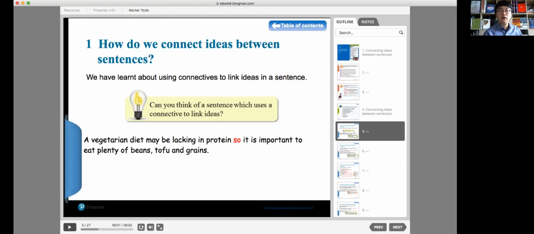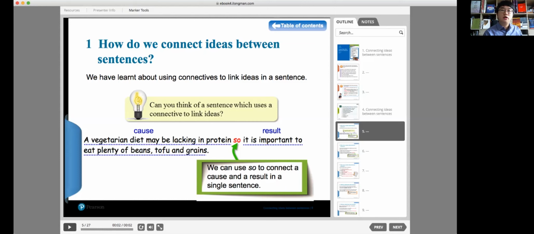In this sentence, there are two parts. The first part is here, telling you the cause. And the second part is here, begins from it is. So this part talks about the result. Why are we using so here? We use so to connect a cause and a result in this sentence, because there is a cause and effect relationship between these two parts of this sentence. That's why we use so here.